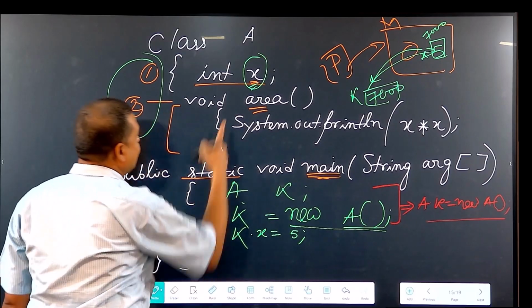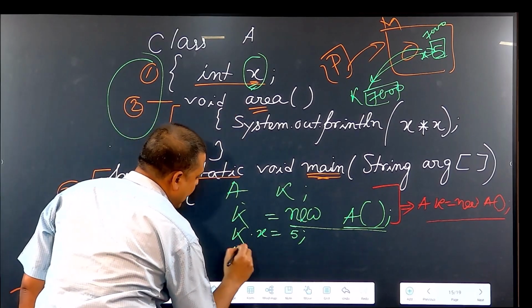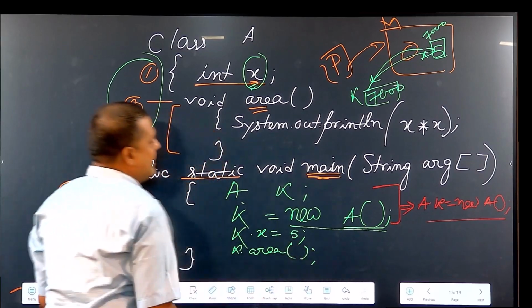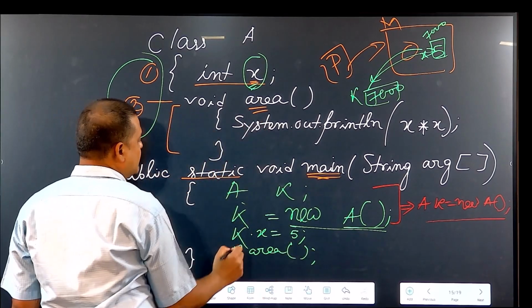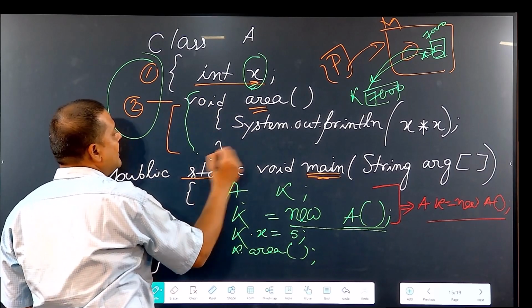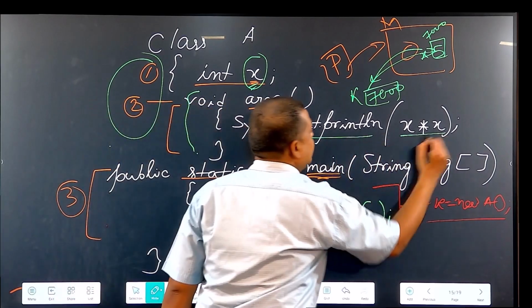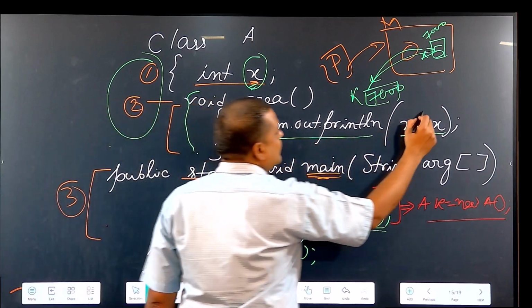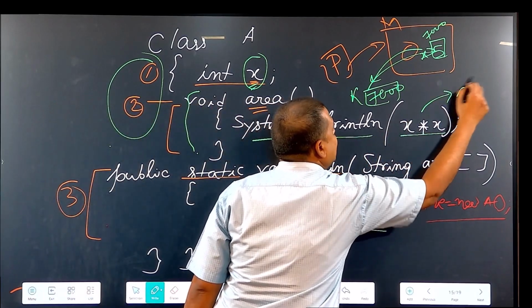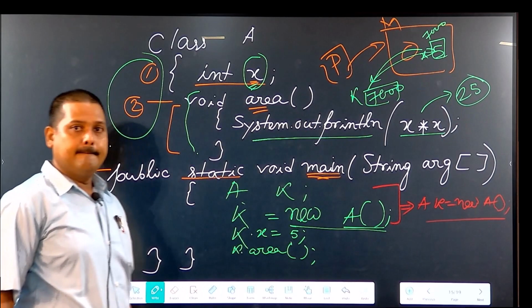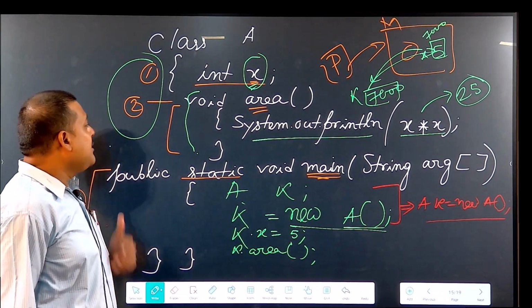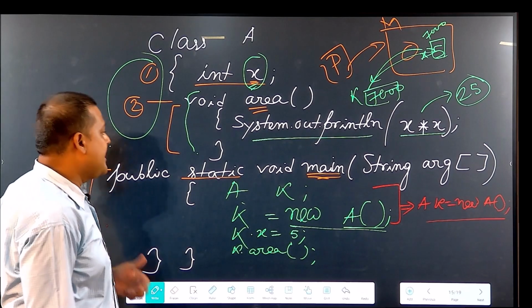Now, I want to calculate the area. Yes, I will again write k dot area. If I write k dot area, then what will happen? This method will be called, and it will multiply x into x, that is 25, and this way 25 will be displayed. Okay, is it clear? That is the beauty of Java, or object oriented programming.